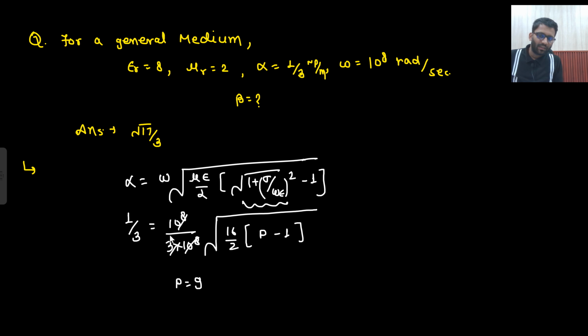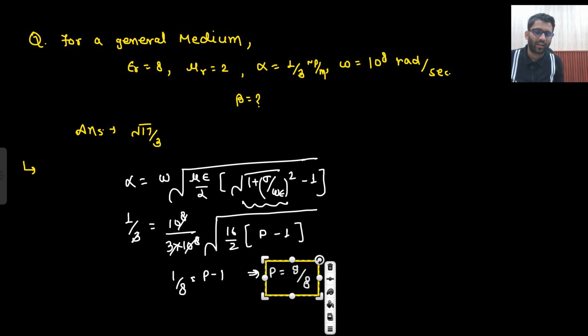Look what I am doing. 10 to the power 8, 10 to the power 8 got cancelled. 3 and 3 got cancelled. These got cancelled, and this root goes that side. 1 square is 1 only. And this is your 2 by 16. Really sorry for the error. So this would be 1 by 8. P minus 1. So your P is coming out to be 9 by 8. That was an error from my side. So this expression P is coming out to be 9 by 8.